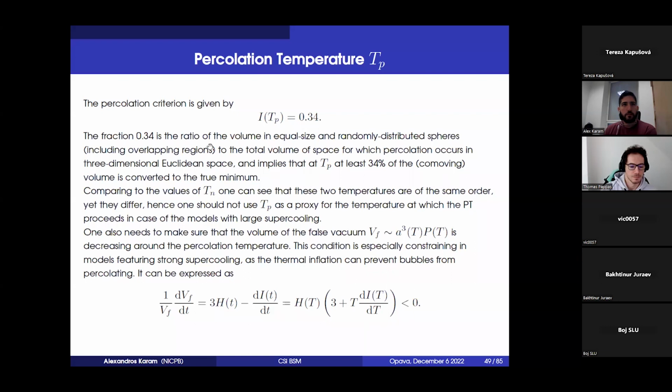the fraction is the ratio of the volume in equal size and randomly distributed spheres to the total volume of space for which percolation occurs in a three-dimensional Euclidean space, and implies that at this percolation temperature, at least 34% of the volume is converted to the true minimum. So this is when the phase transition is said to be complete.